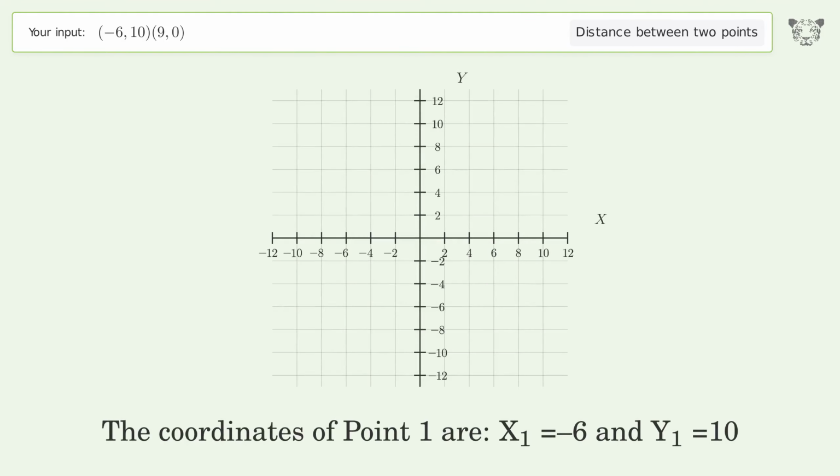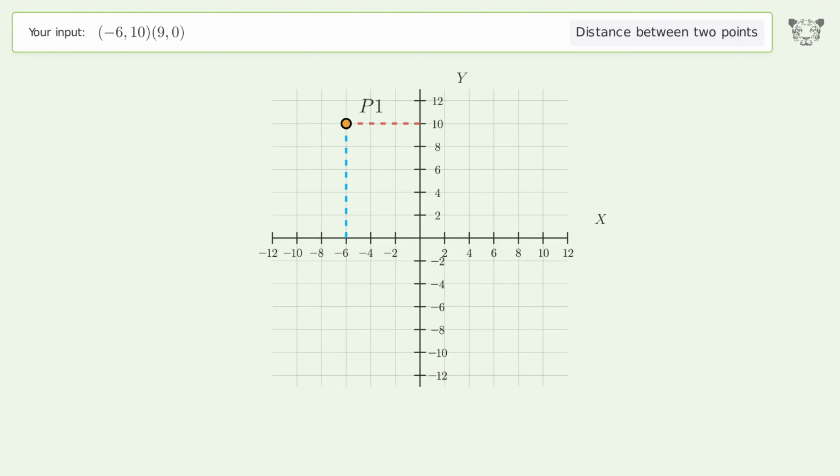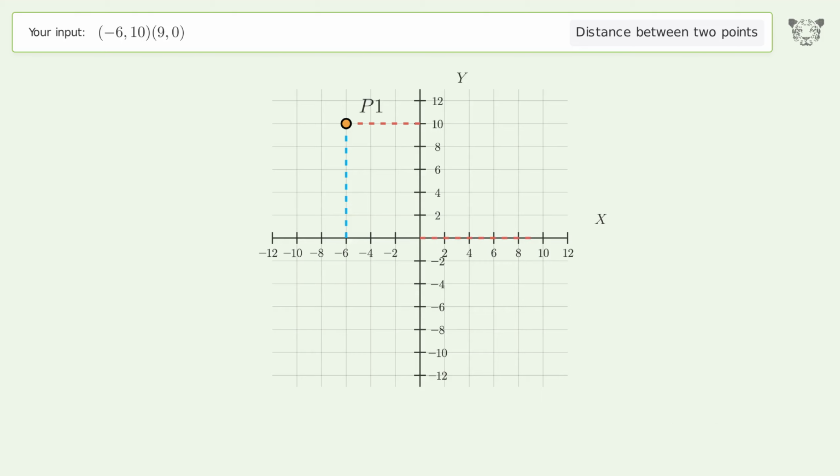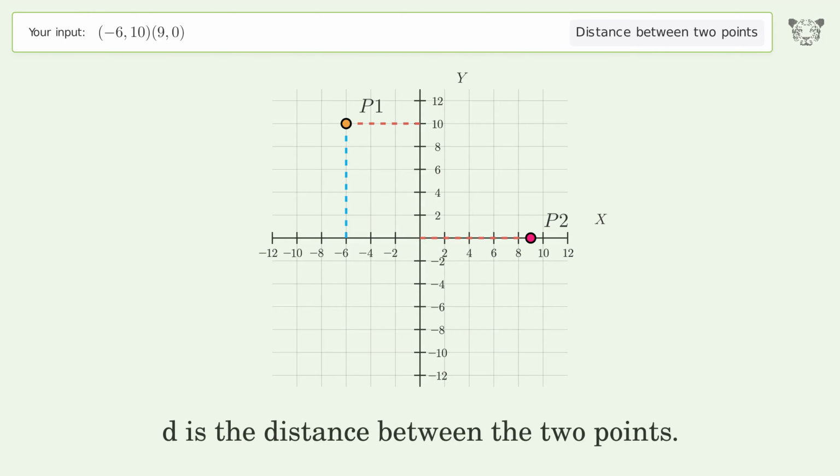The coordinates of point 1 are x1 equals -6 and y1 equals 10. The coordinates of point 2 are x2 equals 9 and y2 equals 0. D is the distance between the 2 points.